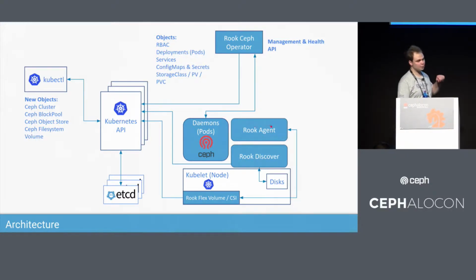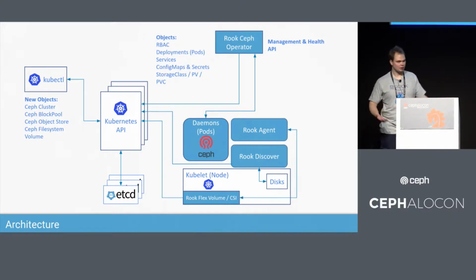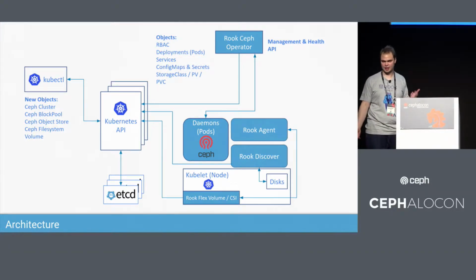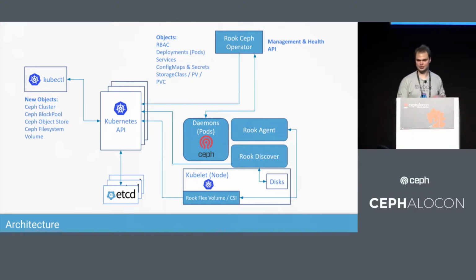The Rook agent is right now the flex volume part there. This would in the future be just a CSI component which takes care of the mounting, mapping, and so on of the storage that you want to use from Ceph. But on the nodes, you will obviously also have maybe a mon or an OSD. You can tell Rook where it should place those components. But for OSDs, it makes most sense to put them where the disks are. Otherwise, you won't have too much fun.